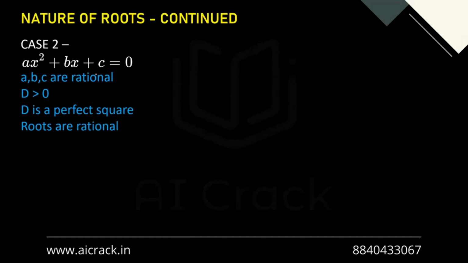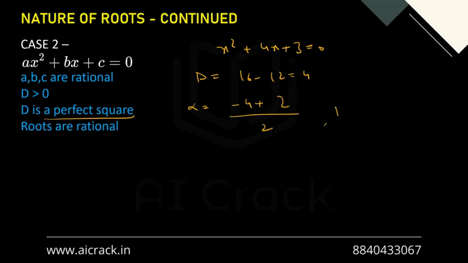Now the second case is D is a perfect square. In this case, let's take one more example. x² + 4x + 3 = 0. Now the discriminant would be 16 − 12, that is 4. Now in this case, alpha, the first root, would be (−4 + √4)/2, that is 2 only, divided by 2. The second root beta would be (−4 − 2)/2. Now you can see the difference over here. So we have −1 as this root, and we have −3 as this root.